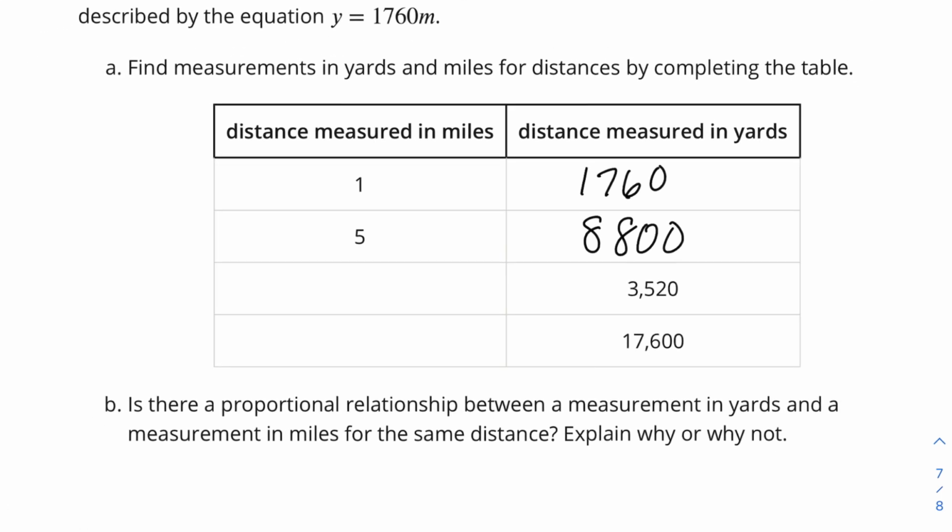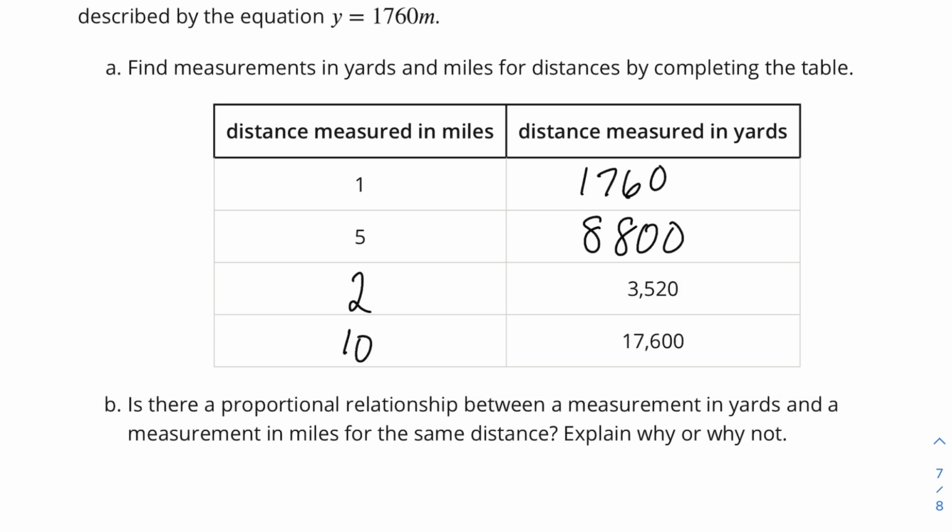Now remember, on these last two, we're working backwards. So instead of multiplying by 1760, we divide by 1760. So I do 3,520 divided by 1760, and I get 2. And then 17,600 divided by 1760 is 10, because it's just the same number with a 0 added to it.